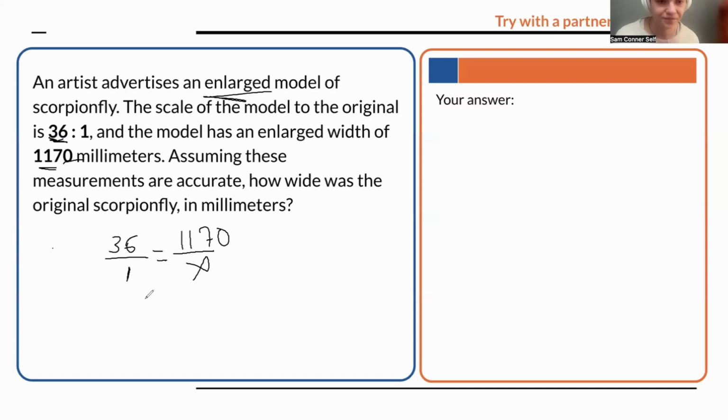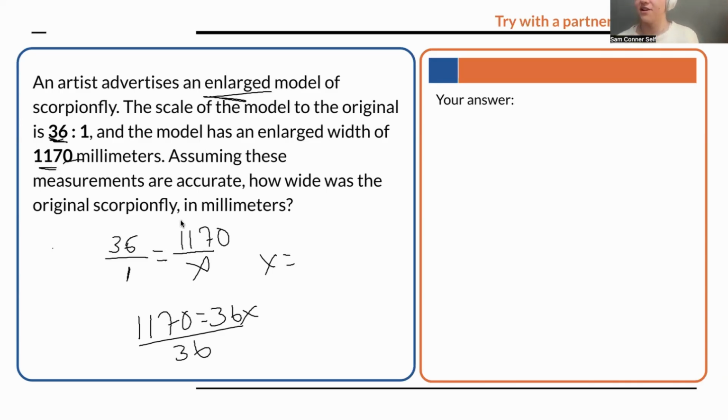Shift X, right? Because for every 1 millimeter of the original scorpion fly, the model is actually 36 millimeters. So for some amount of this, it's going to be 1,170, and then you just cross multiply to solve. So 1,170 is going to be equal to 36x, and then you're going to divide both sides by 36. We get x equals, in the chat, 32.5. Yes, that should be the correct answer.